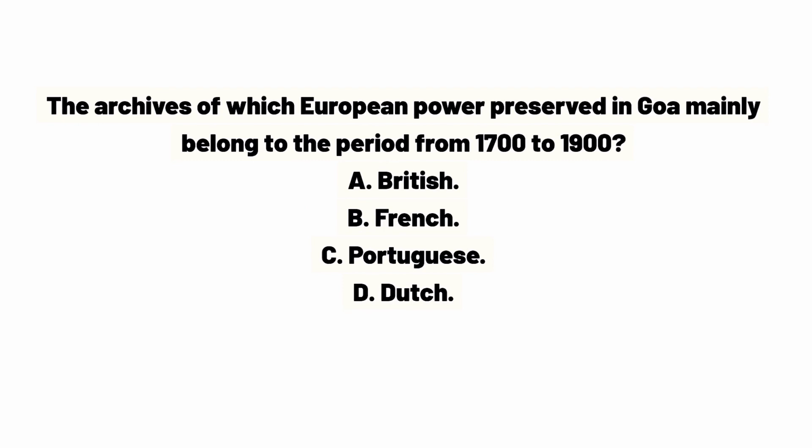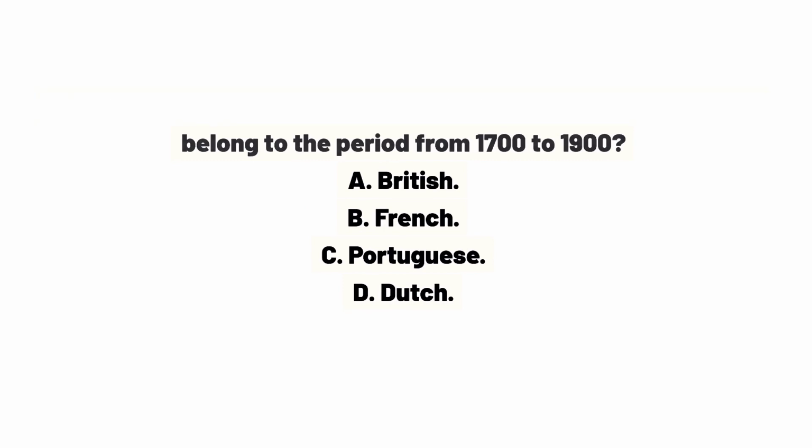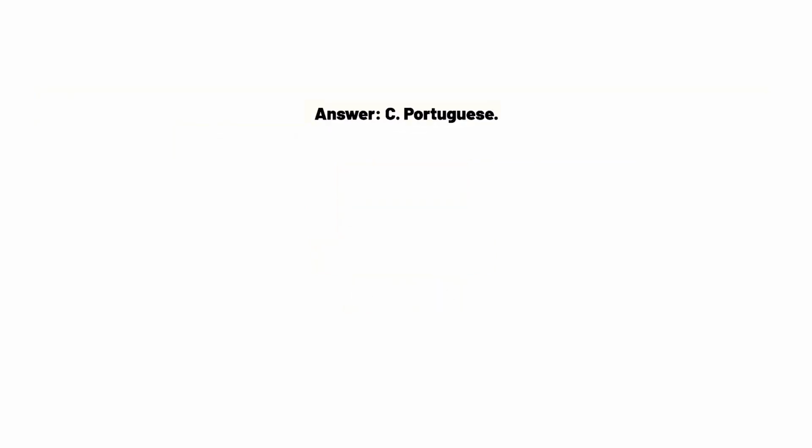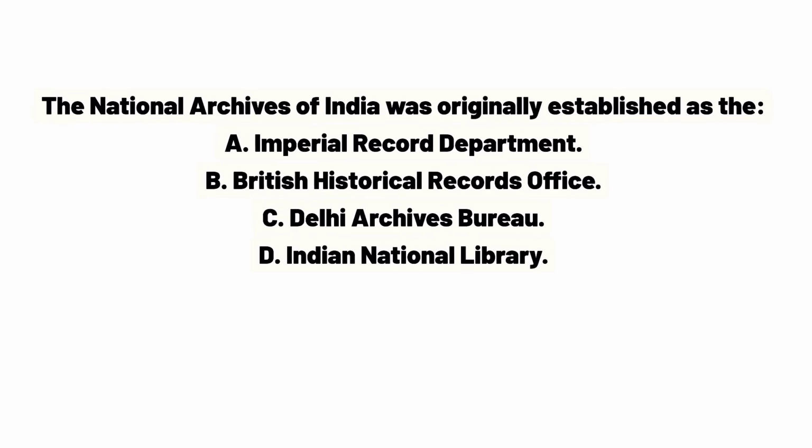The archives of which European power preserved in Goa mainly belong to the period from 1700 to 1900? A. British. B. French. C. Portuguese. D. Dutch. Answer: C. Portuguese.